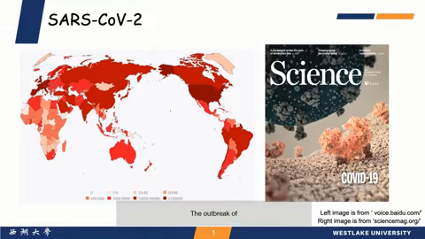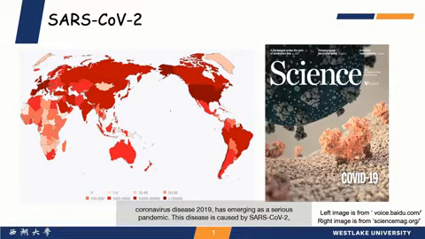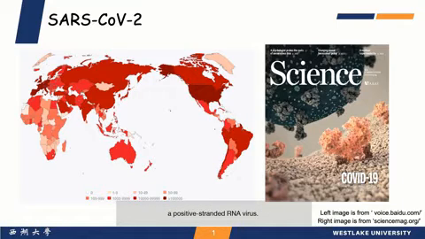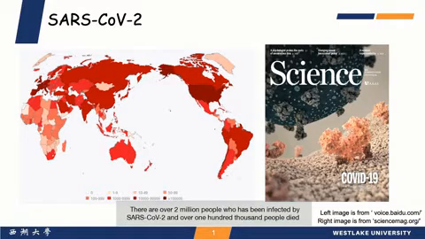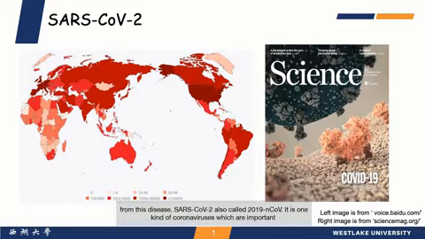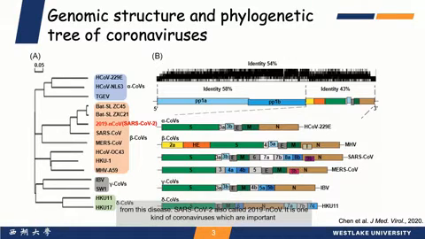The outbreak of coronavirus disease 2019 has emerged as a severe pandemic. This disease is caused by SARS-CoV-2, a positive-strand RNA virus. There are over 2 million people who have been infected by SARS-CoV-2, and over 100,000 people died from this disease. SARS-CoV-2, also called 2019-nCoV, is one kind of coronavirus, which are important pathogens for human beings. There are 4 genera of coronaviruses. SARS-CoV-2 belongs to the betacoronavirus.